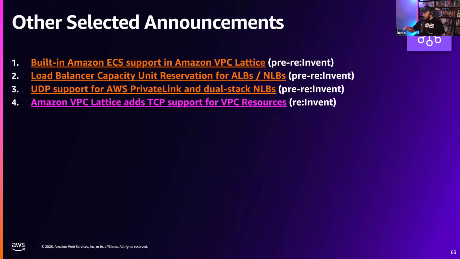Okay, a couple more things. We built in ECS support for Lattice, load balancer capacity unit reservation for ALBs and NLBs, UDP support for PrivateLink, and VPC Lattice adds TCP support for VPC resources.